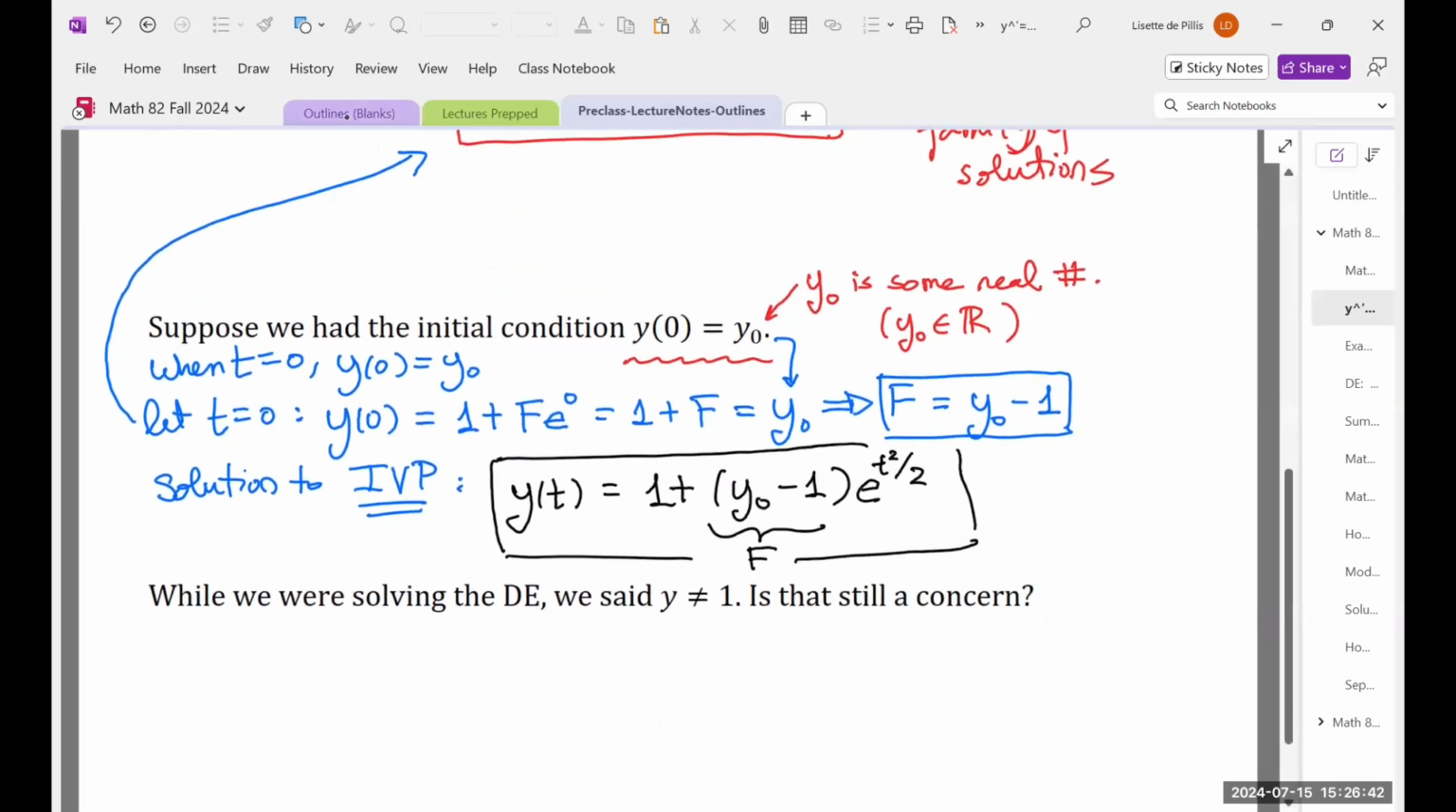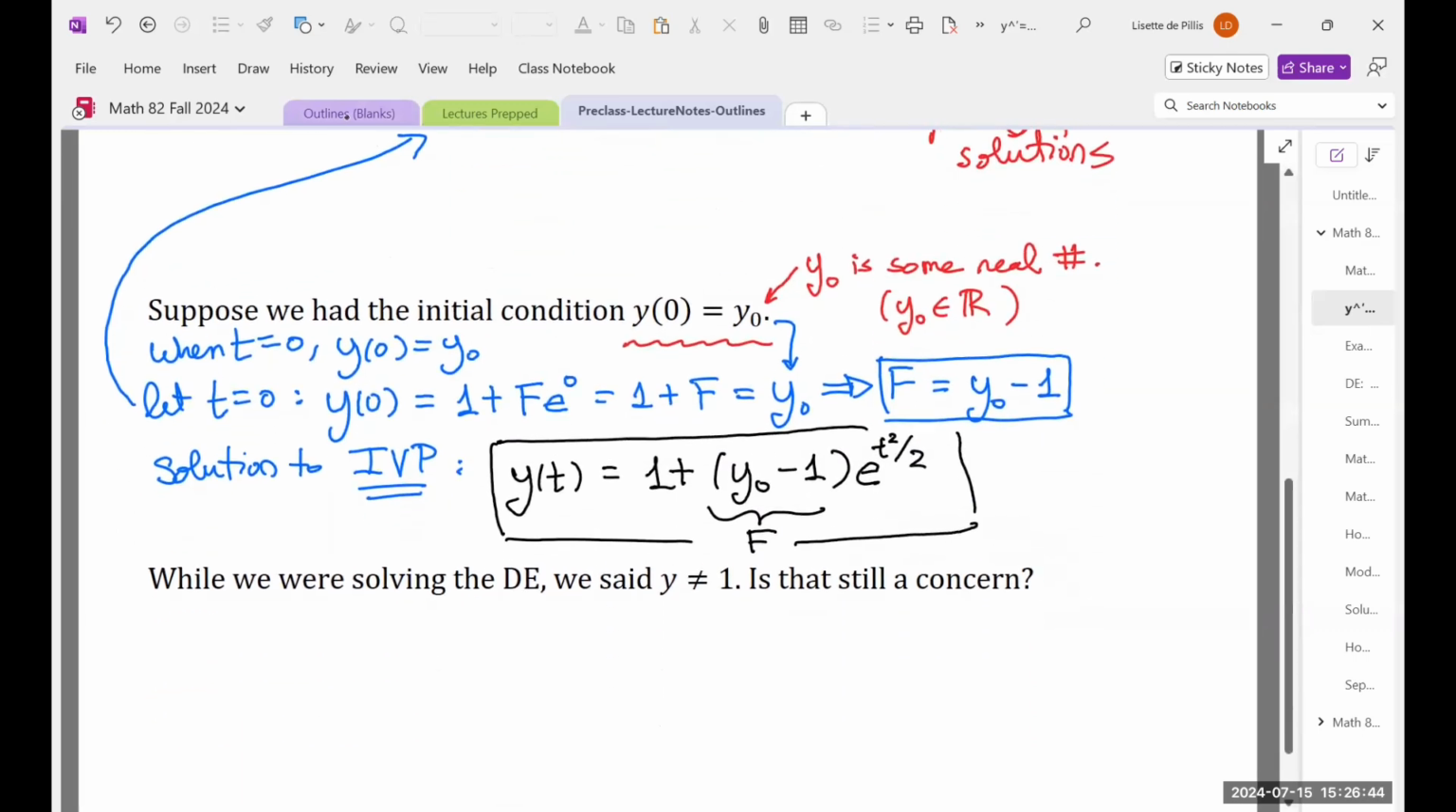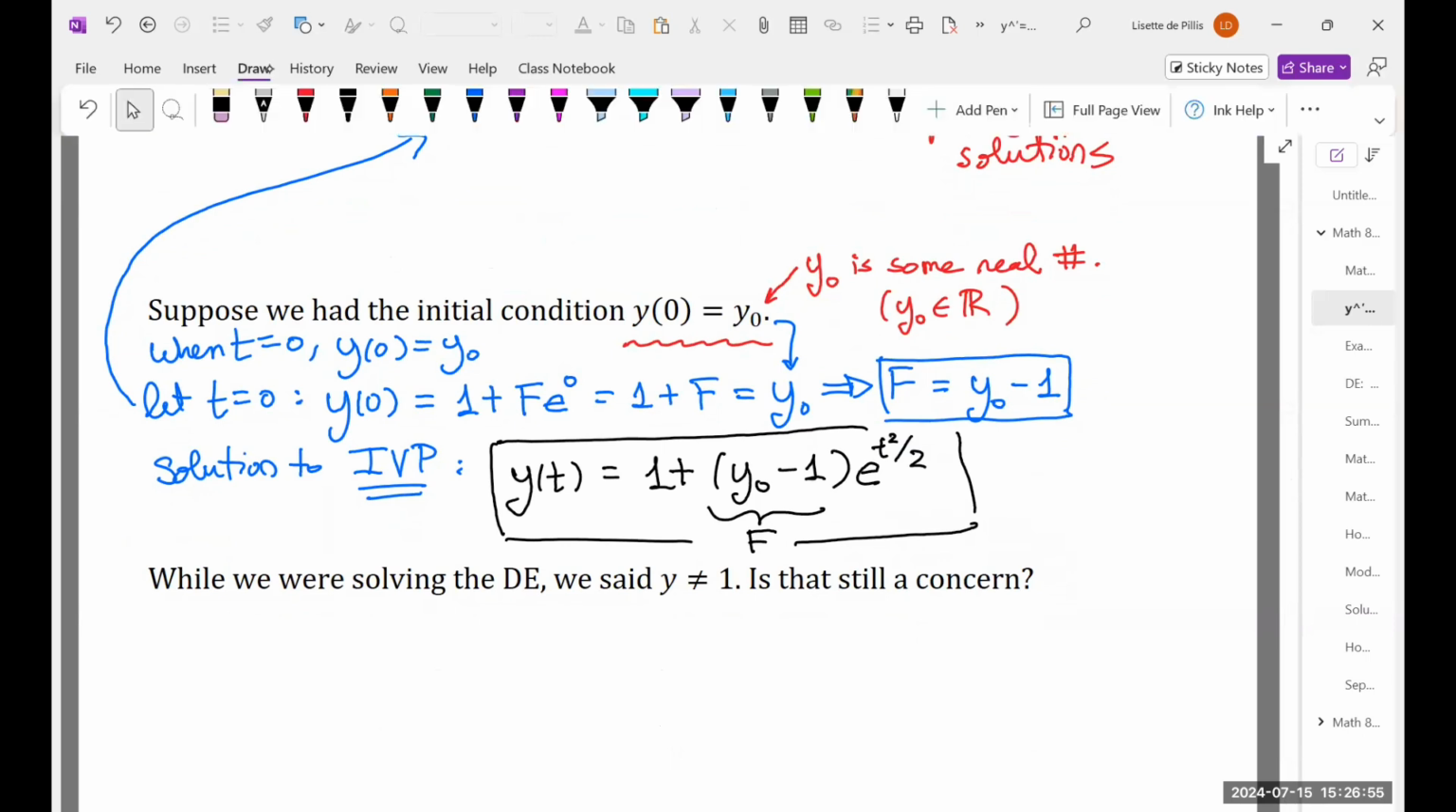All right, now, while we were solving the differential equation, we said y itself, the solution, can't be 1 because we didn't want to divide by 0. But could it be 1? So what we want to do is look at the original differential equation and decide what y could actually be.